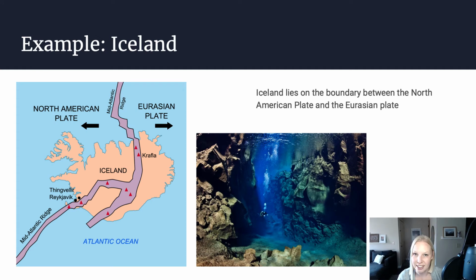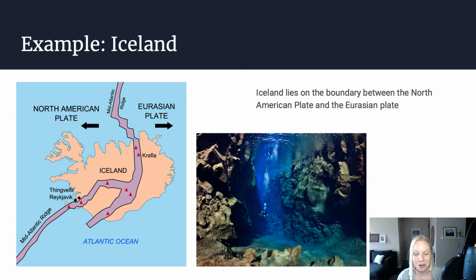One of the only places where you can actually touch two different tectonic plates at the same time is in Iceland. Iceland actually lies on the plate boundary between the North American plate and the Eurasian plate. And Iceland is essentially entirely ocean basalt. It just happens to be above the ocean elevation. But it is formed through these processes that we're talking about, through the rifting of two tectonic plates and the formation of new ocean crust.